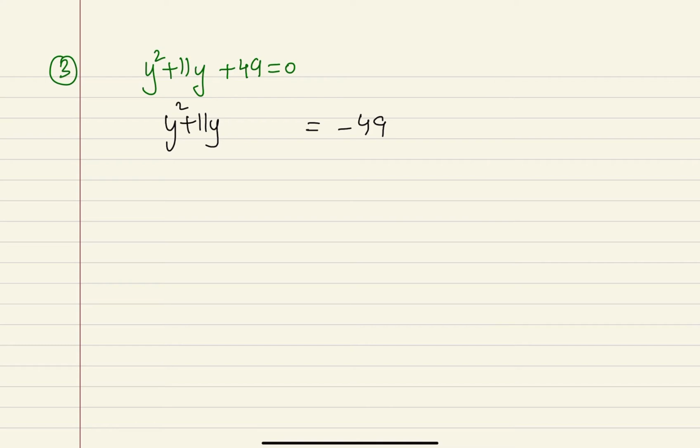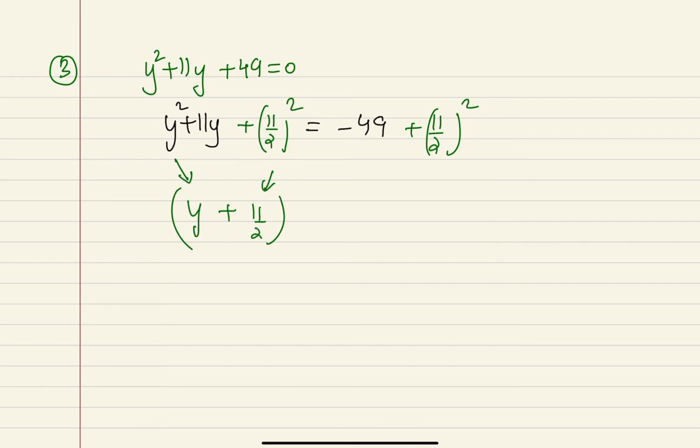And we just saw it's half of the middle number, and in this case it is just going to be 11 divided by 2 squared. It's a fraction, and that's okay. When we complete the square, we bring the y, we bring the 11 over 2, we bring the sign of the middle term. Entire parentheses is squared. We have negative 49 plus 121 divided by 4.